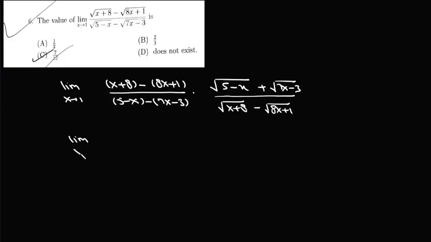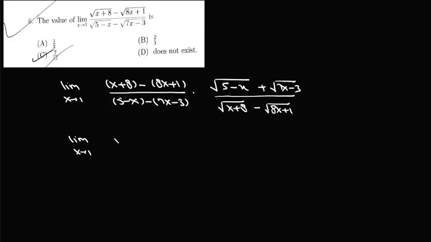Now in question number 6, we have to find the value of this limit. So what we'll do is rationalize it. Now it'll be x plus 8 minus 8x plus 1, and here will be 5 minus x minus 7x minus 3, into under root of 5 minus x plus under root of 7x minus 3, divided by under root of x plus 8 minus under root of 8x plus 1. Now we can write this as this limit x tends to 1.